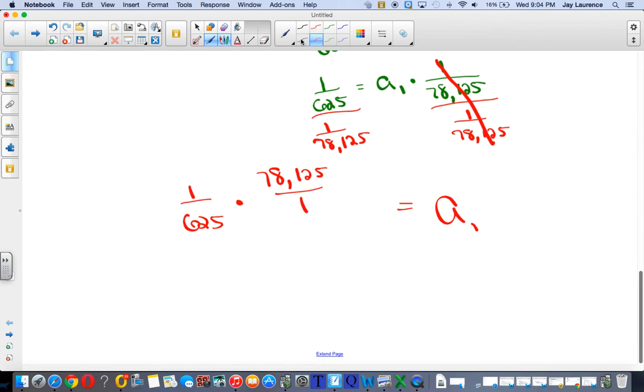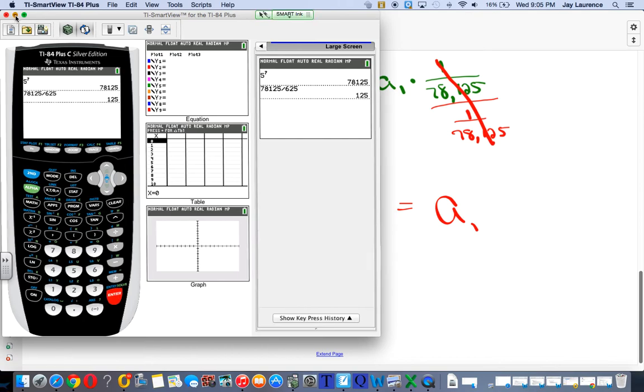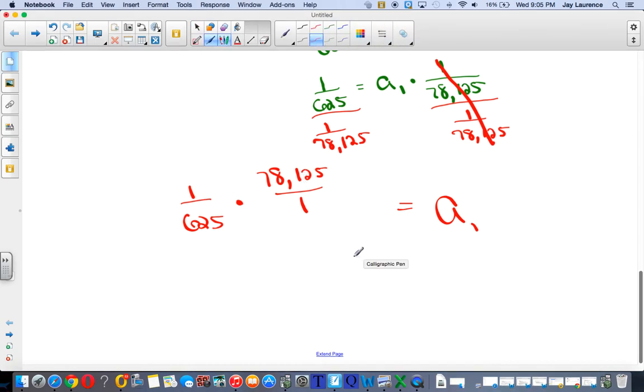Now, I know 25 is going into both of them. I'm wondering if 625 goes in evenly. Let's check it out. Why do I know 25? Because I know that these are both powers of 5. I got a feeling 625 goes in. Let's try it. 78,125 divided by 625. Look at that. It goes in 125 times on the nose. So a sub 1 will be 125.